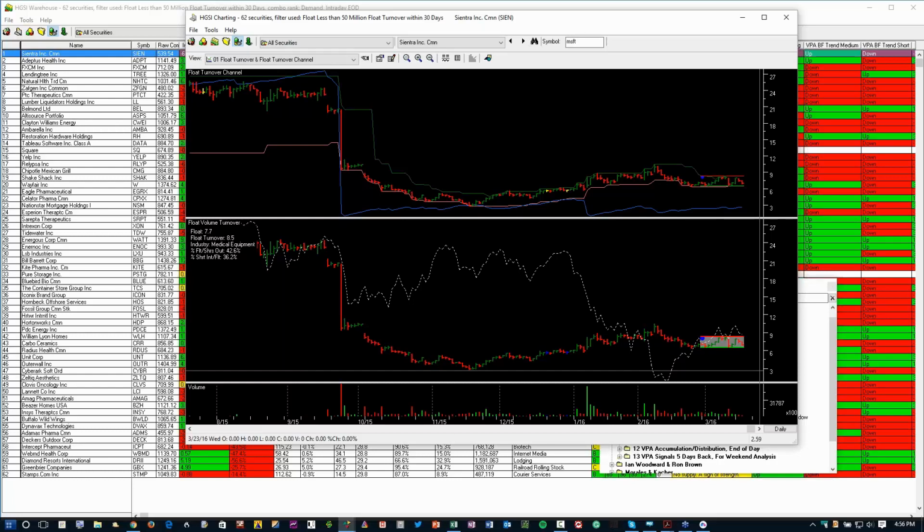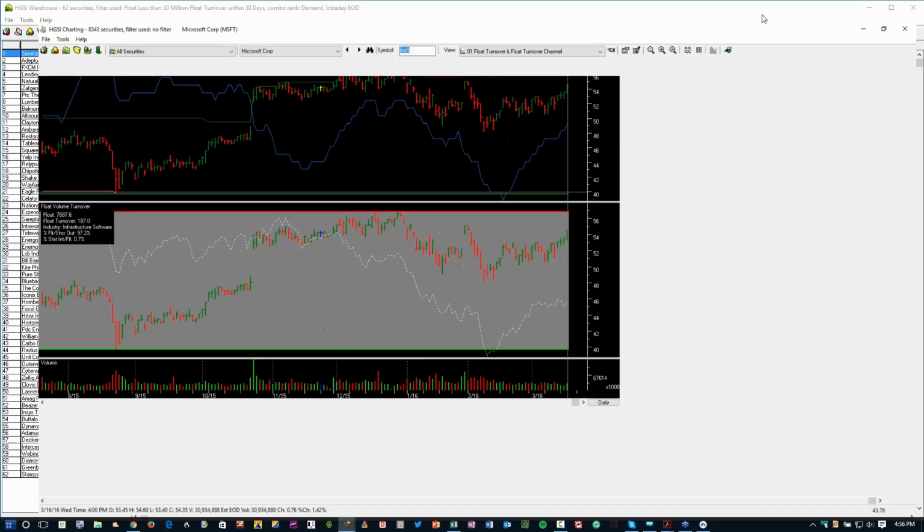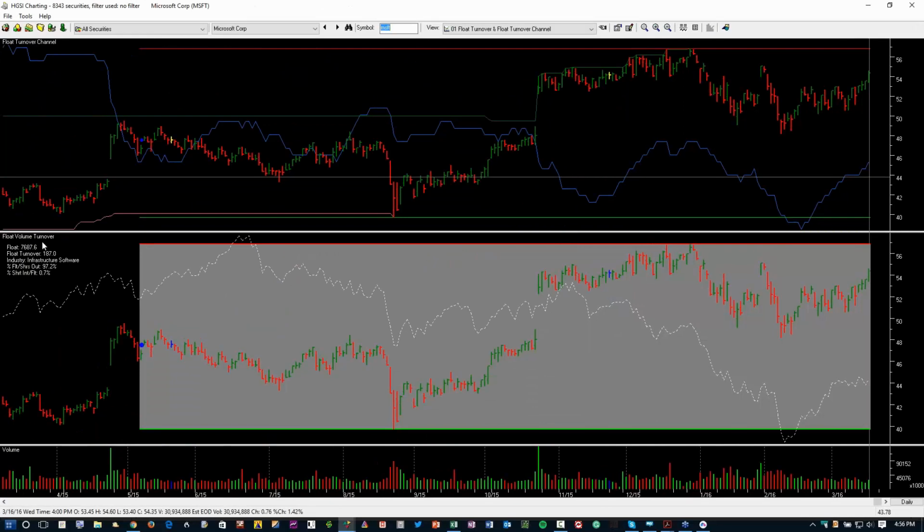Let's look at Microsoft as an example. Look at the float here. These are billions, I assume, 7.6 billion. Is that right? What is that, Matt? 768 billion? I think it's 7.6 billion. Okay. The float turnover is 187 days here, so it takes a tremendous amount of turnover based upon this float volume turnover theory to get this stock to move.